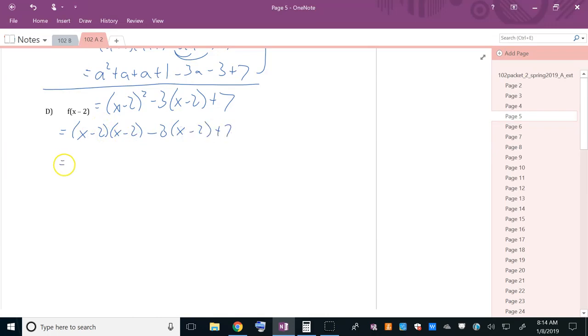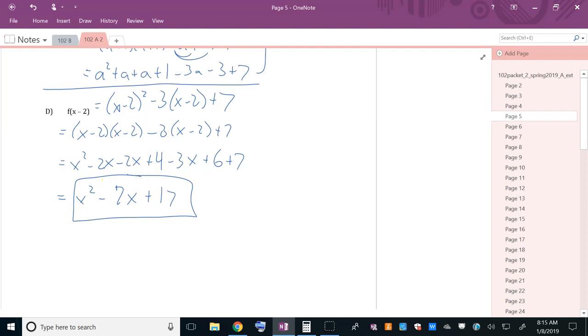And let's FOIL that out. I get x squared minus 2x minus 2x plus 4. Again, I distribute the negative to get negative 3x plus 6. I still have the 7. So, adding up my like terms, I've got x squared, minus 2x minus 2x minus 3x is minus 7x. And 4 plus 6 is 10 plus another 7. Oh, that's a 7 there. Is a 17. And that is our answer.